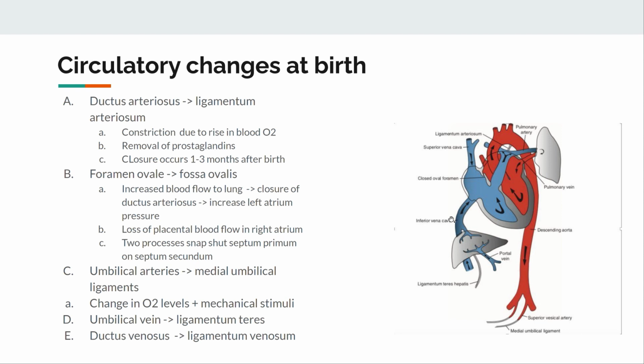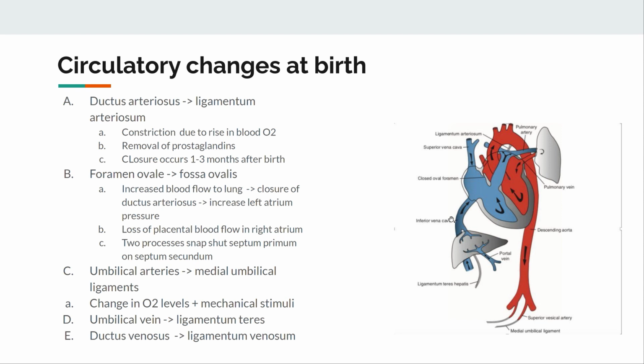So you have an increased left atrial pressure and a decreased right atrial pressure. This is going to snap shut the foramen ovale to become the fossa ovalis. And I've got here that it snaps shut the septum primum onto the septum secundum, and these are just the fancy terms for what makes up the foramen ovale.